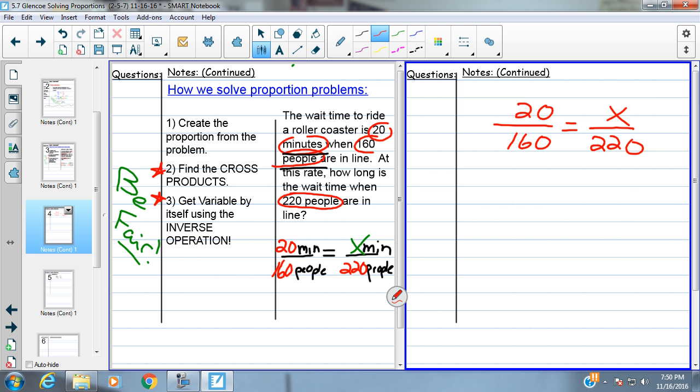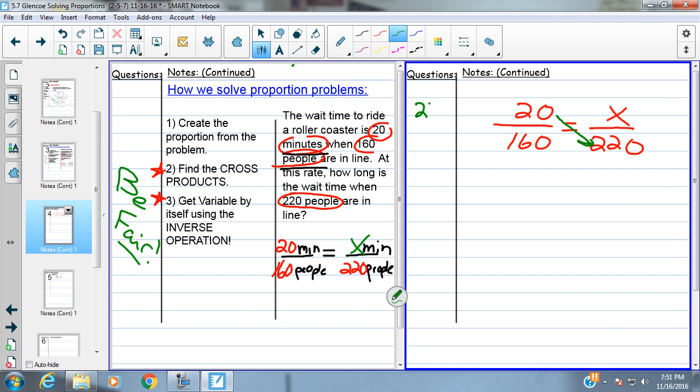Okay, so we're applying our skill of cross products. And since this is an equal sign, it does not matter which cross product I place on the left or the right. It just matters that I'm going from one side's numerator to the other side's denominator. So I'm going to start with the 20, and we multiply the other side's denominator.